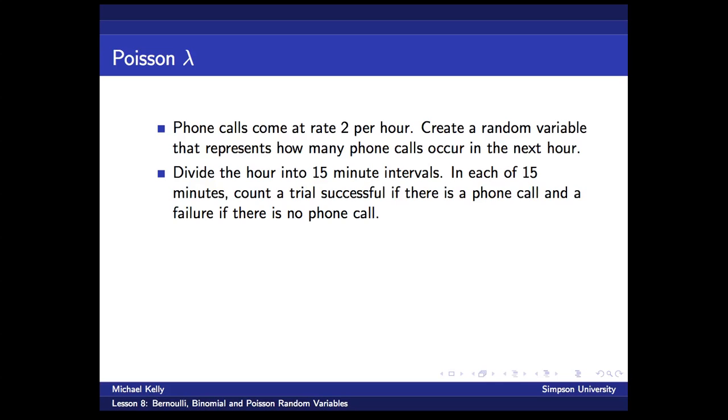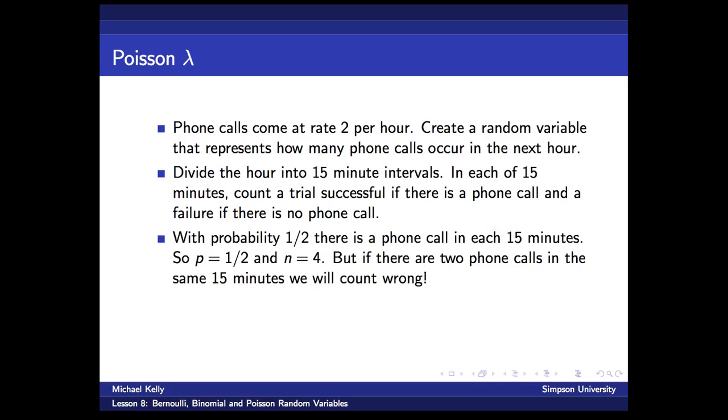So in each of the 15-minute intervals, we'll count a trial successful if there is a phone call, and a failure if we get no phone calls. Since there are 2 per hour, it's a 1/2 chance that there's going to be no phone call in 15 minutes. Therefore, the probability we do get a phone call will be p equals 1/2, and we're running n trials, n equals 4, because we have 4 15-minute segments in an hour.